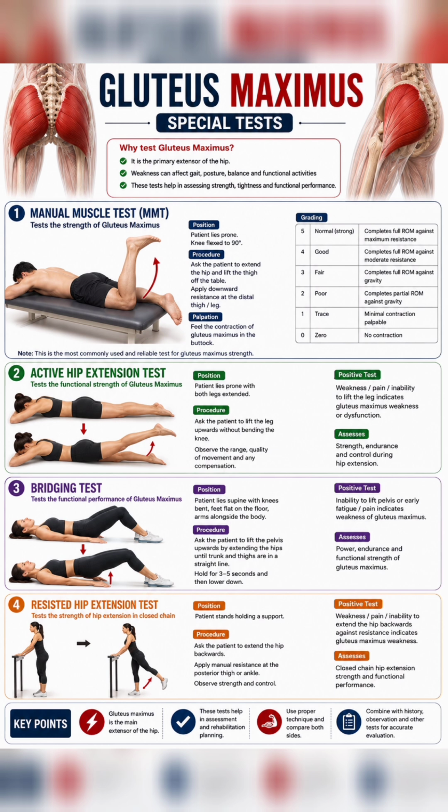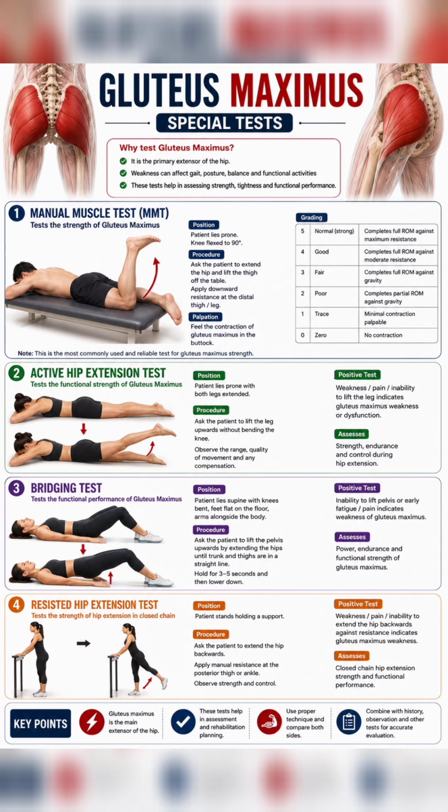The third one is the bridging test. The bridging test checks the functional performance of this muscle. Position: supine with knees bent, feet flat on the floor and arms alongside the body. Procedure: ask the patient to lift the pelvis upward by extending the hip until the trunk and thigh are in a straight line. Hold it for 3 to 5 seconds. If any pain or inability to lift is seen, this test is positive.